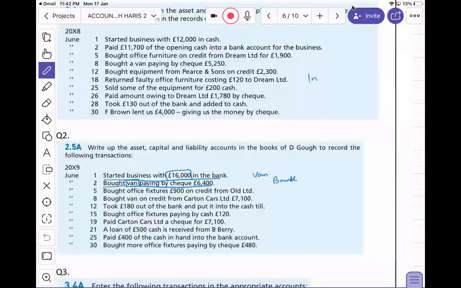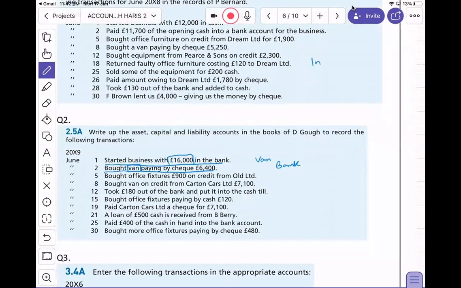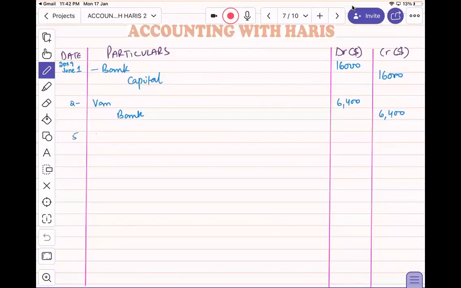Now, if you look at the entry on 5th June 2009, bought office fixtures 900. So office fixtures is an asset for the business. Now, if the business buys office furniture, their asset would increase. And which asset would increase? Office fixtures would increase. So that is why we're going to debit office fixtures by $900.